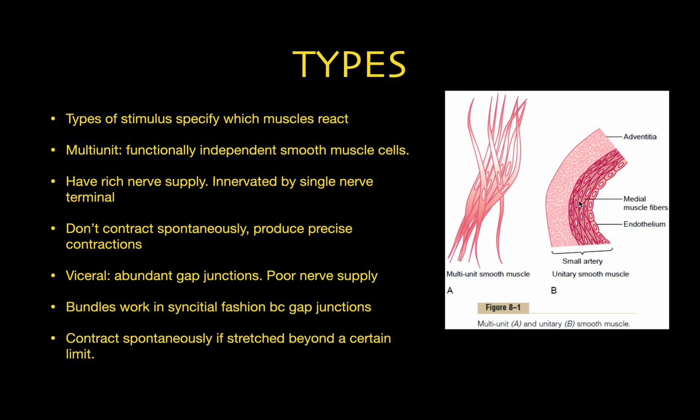Visceral types of smooth muscles have abundant gap junctions and a poor nerve supply. The bundles work together in a syncytial fashion because of the gap junctions, and they contract spontaneously if stretched beyond a certain limit. So when you swallow, and you know how food travels down the esophagus via peristalsis, right? The esophagus needs to be stretched to a certain point so that the muscles know, hey, there's something here, squeeze. That's why your esophagus doesn't squeeze if you just drink water.